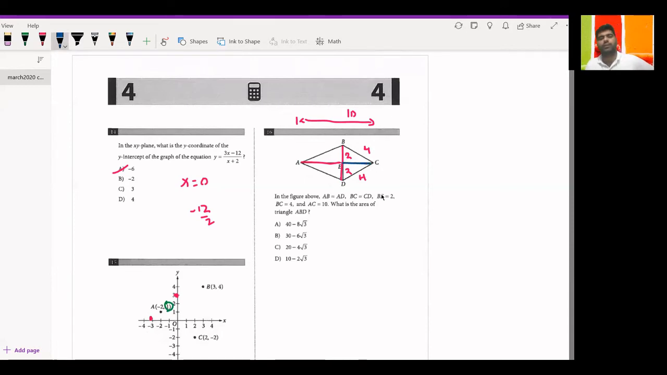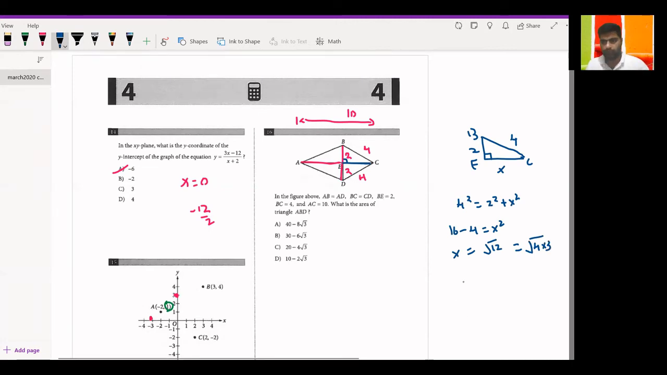To find the length of this particular blue thing, I'll draw a small triangle like this representing BEC. So this is 2, this is 4, I want this. Let's use Pythagoras. So 4 squared is 2 squared plus x squared. 16 minus 4 is x squared. X is square root 12. Square root 12 is the same as square root 4 times 3, or 2 square root 3. So this thing from pink A to E is going to be 10 minus 2 square root 3. So that is my height.